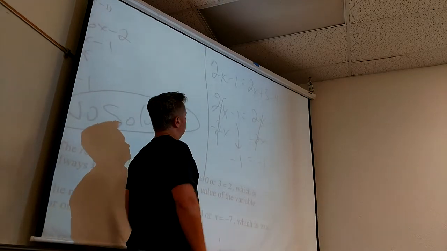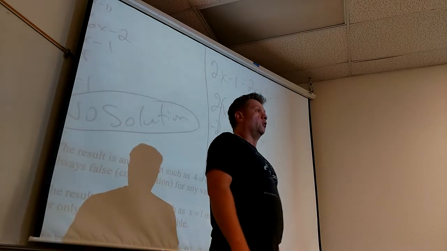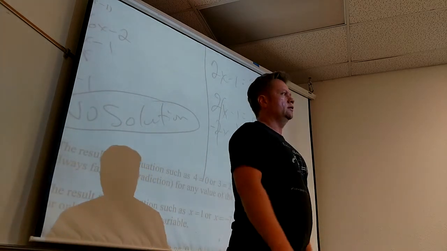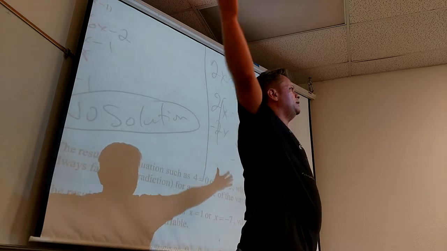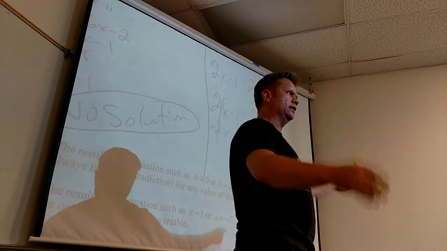When is 2x minus 1 equal to 2x minus 1? Only if x is 3? No. It works all the time. 2x minus 1 is 2x minus 1. It doesn't matter what x is, and that's why it disappeared.